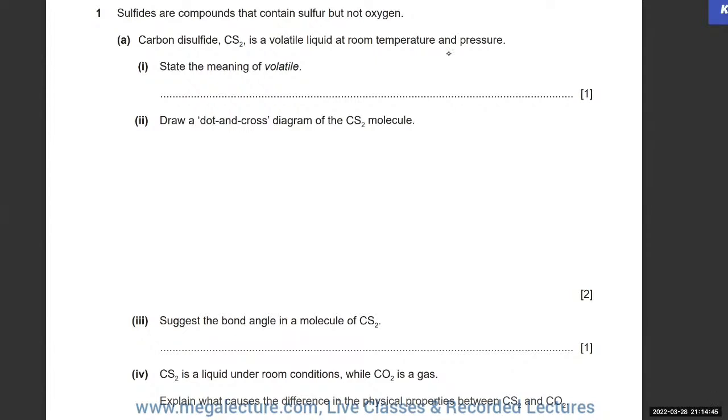So this one, carbon's a volatile. Volatile means it's got a low boiling point and it evaporates quickly. And it easily evaporates.